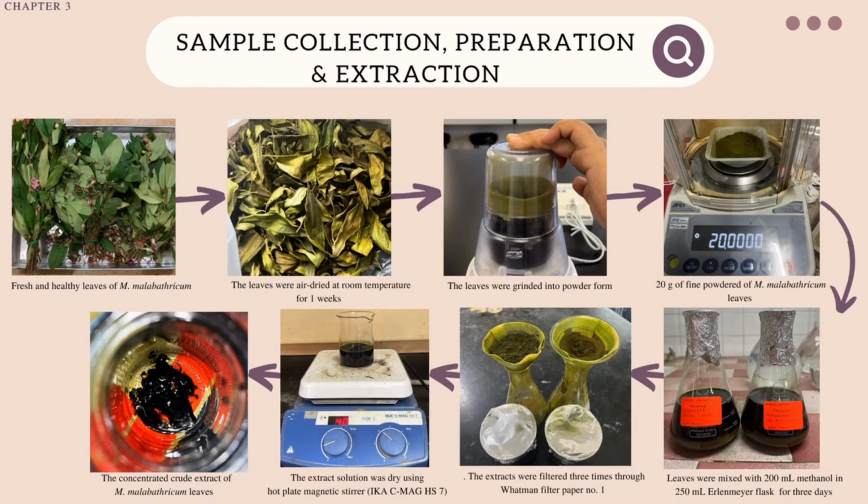20 grams of fine powder of leaf were mixed with methanol for 3 days. Next, the extract was filtered 3 times through Whatman filter paper. Then, the extract solution was evaporated to dry using a hot plate magnetic stirrer. Lastly, the concentrated crude extract of Melastoma malabathricum leaf was kept in a 4°C chiller until further use.